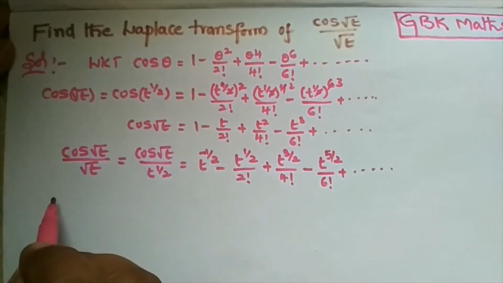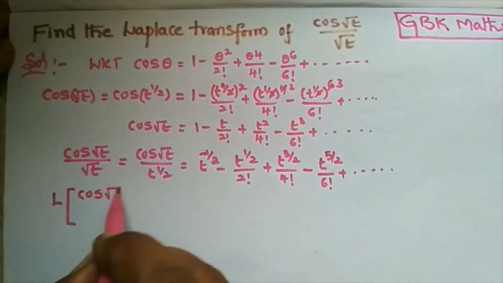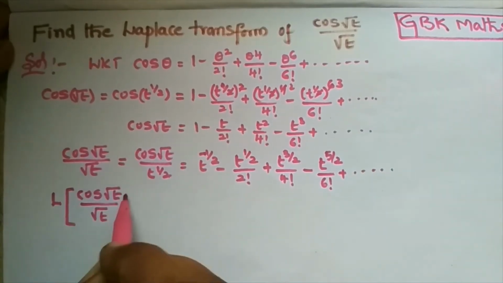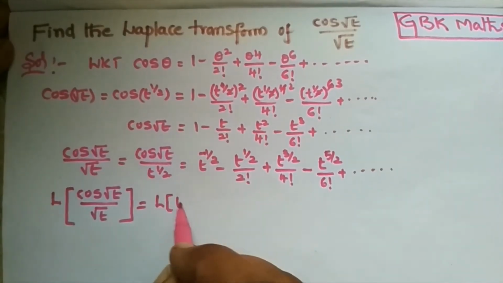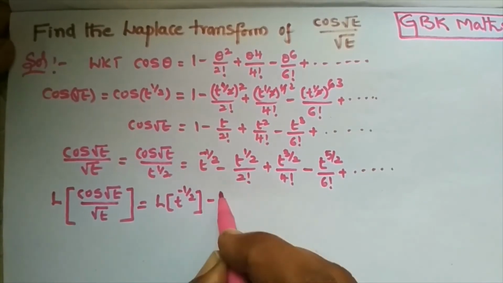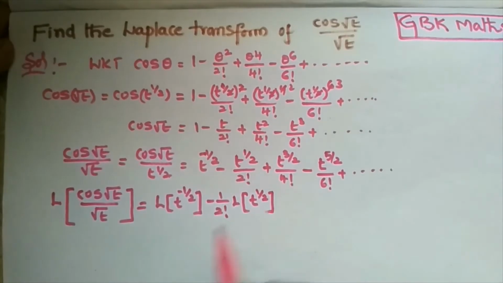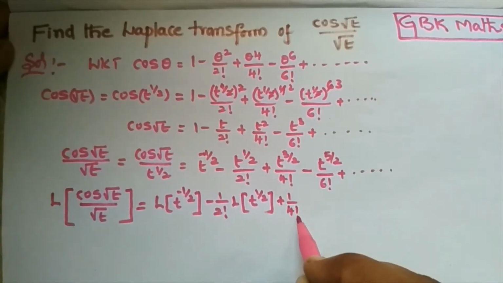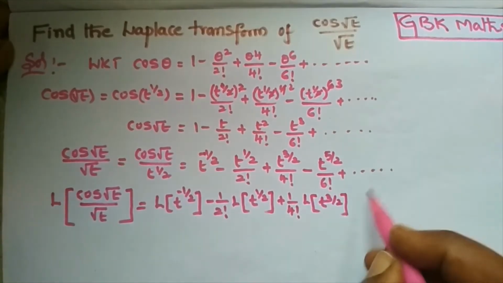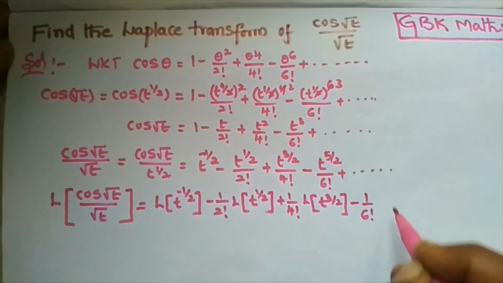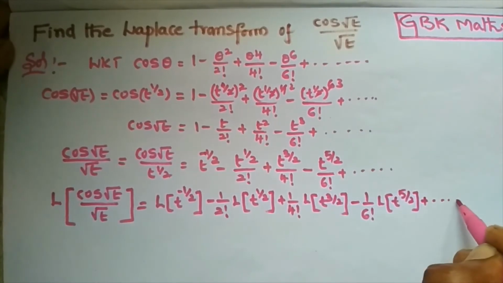Now I am going to take the Laplace transformation. We are going to find the Laplace transformation of cos root t by root t is equal to, directly applying the linear property, Laplace transformation of t power minus 1 by 2, minus 1 by 2 factorial is constant, Laplace transformation of t power 1 by 2, plus 1 by 4 factorial is constant, Laplace transformation of t power 3 by 2, minus 1 by 6 factorial, Laplace transformation of t power 5 by 2, plus and so on.